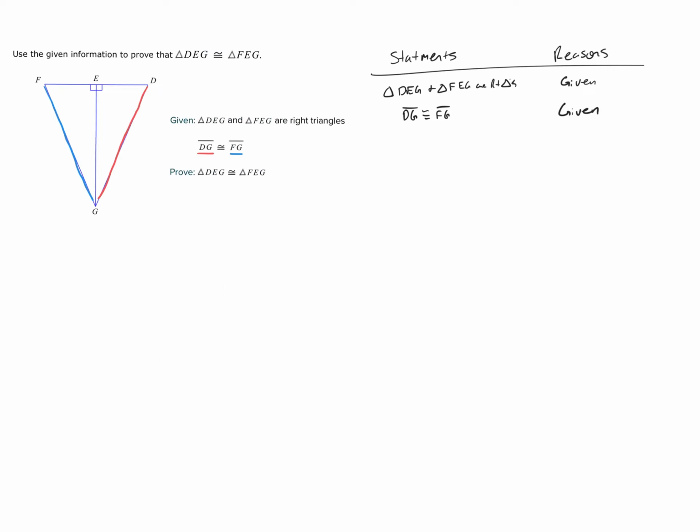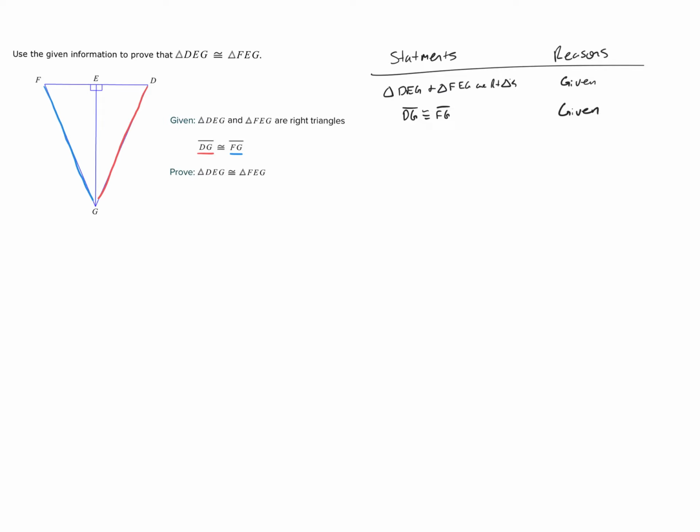So this brings us to the latter part of your homework. Not the part where you have to climb up a ladder, but the last part of your homework. And we've already started the proof here for you. I've inserted the two givens, and it just says that triangle DEG, this triangle, and triangle FEG are both right triangles. So we've inserted that, that's a given. And they also told us that this side, DG, is the same thing as this side, FG.